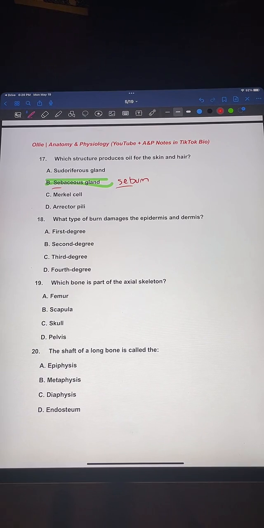Number 18, what type of burn damages the epidermis and the dermis?